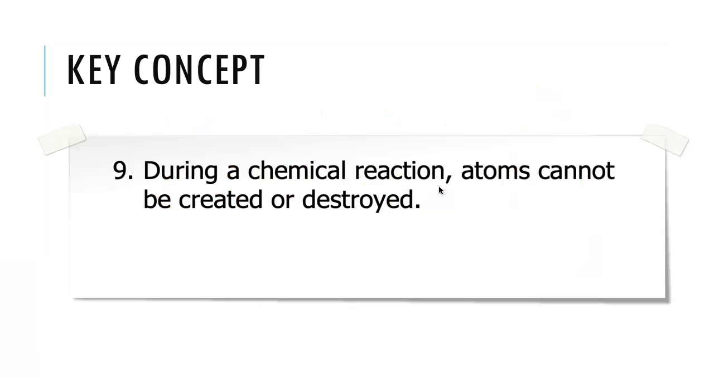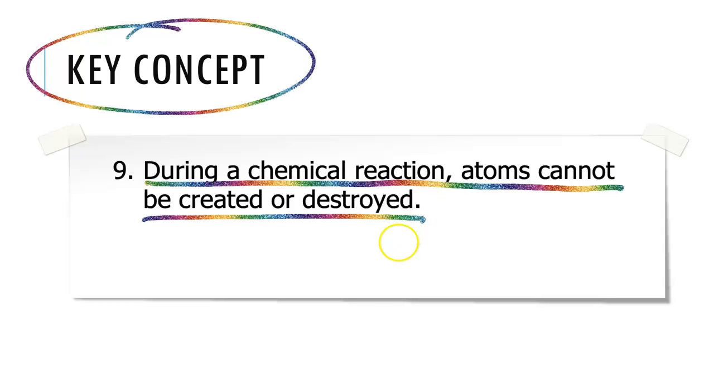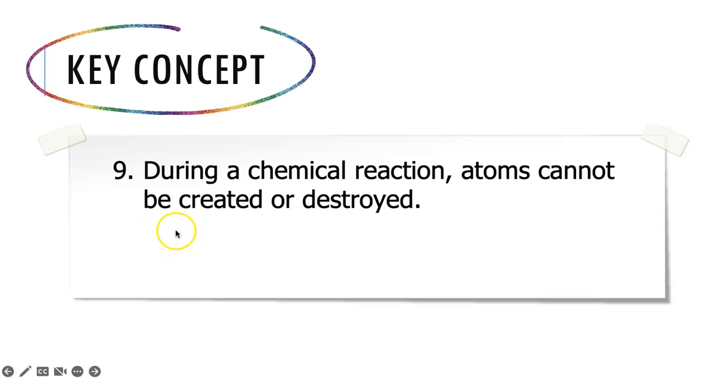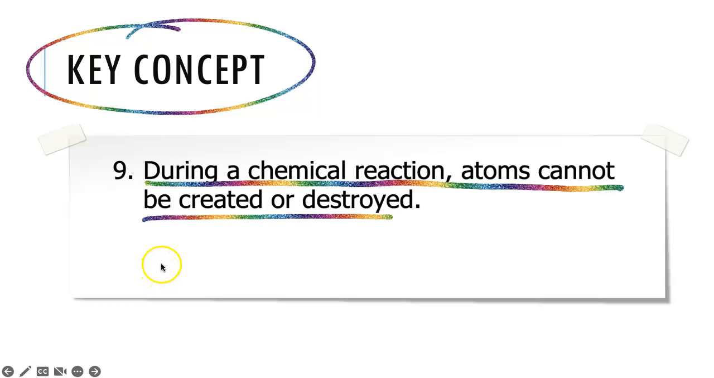Our key concept today is during a chemical reaction, atoms cannot be created or destroyed. This is the law of conservation of matter. Atoms cannot be created or destroyed. They are just rearranged. So remember this key concept. Here's our key concept, and now you can see the lovely rainbows.